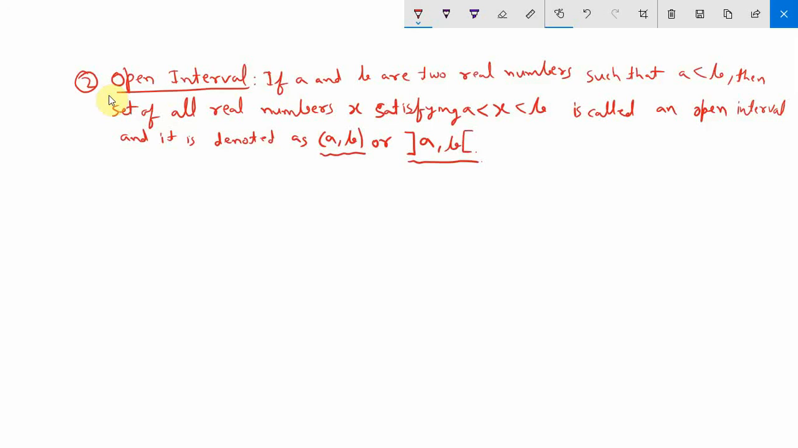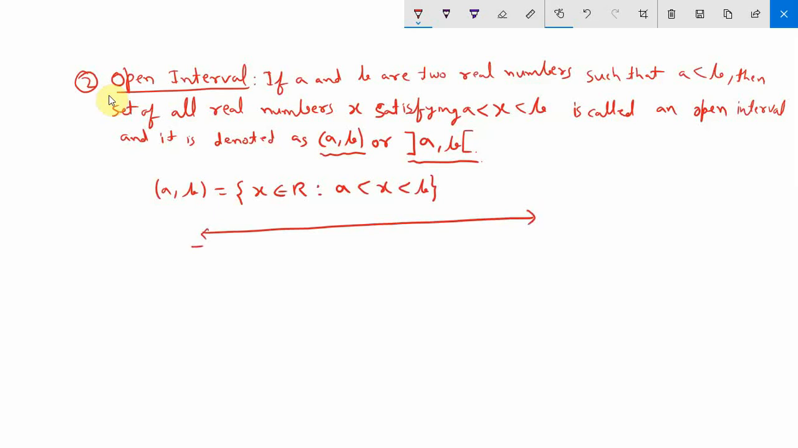So (A, B) is equal to x is an element of real numbers such that x is greater than A and less than B. If we represent this graphically on a number line, from minus infinity to infinity, if A and B are two points such that A is less than B, then we can show the open interval such that x is greater than A. As x is greater than A, x is not equal to A.